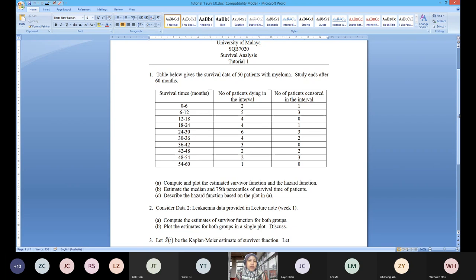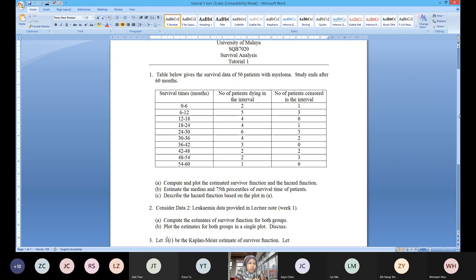Okay, so any of you have done your tutorial? Any of you? If you haven't touched this tutorial, you will be given some time to do parts A and B, and then we are going to discuss the solution at 7 o'clock.